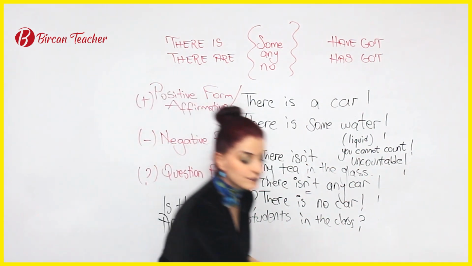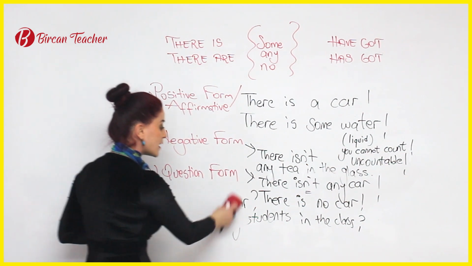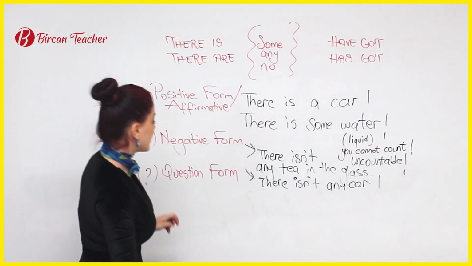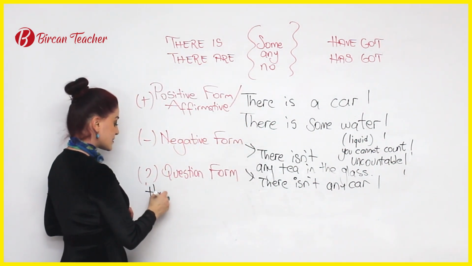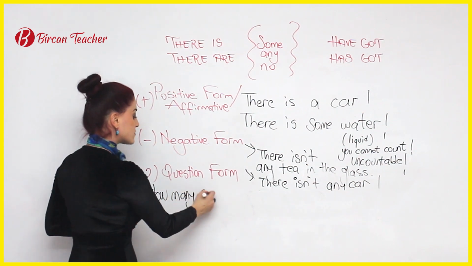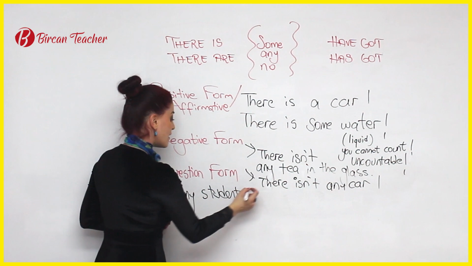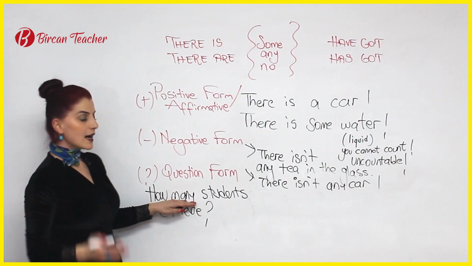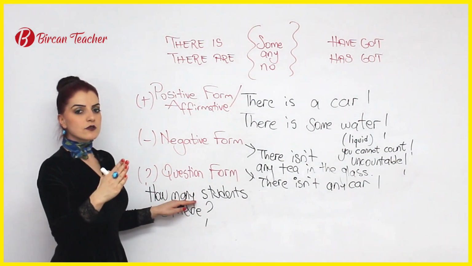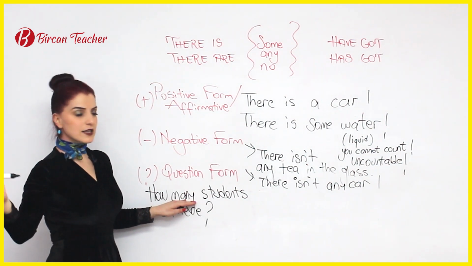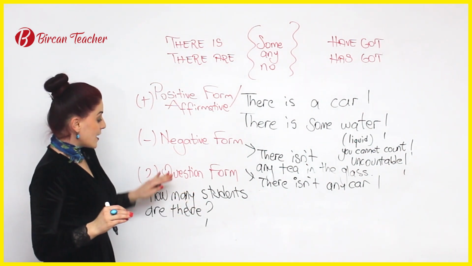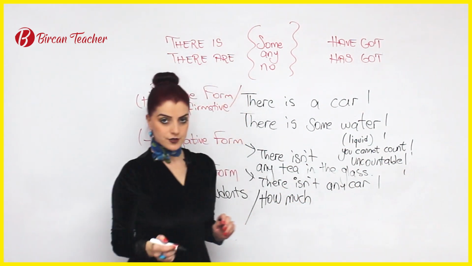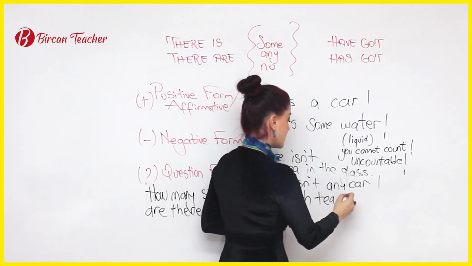So for plurals and countable nouns, if you want to learn more details about the numbers, you ask how many students? How many students are there? So you are asking about numbers. 1 student, 2 students, 3 students, 4 students. So you are asking about numbers. And how much tea is there?